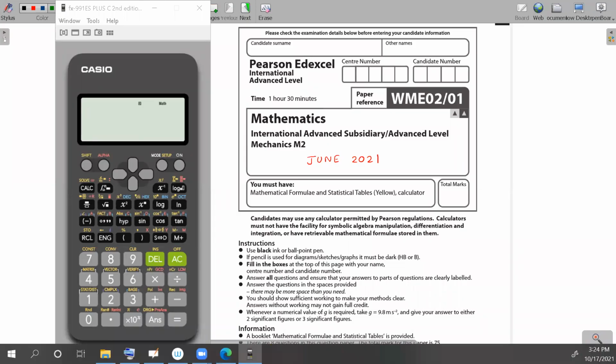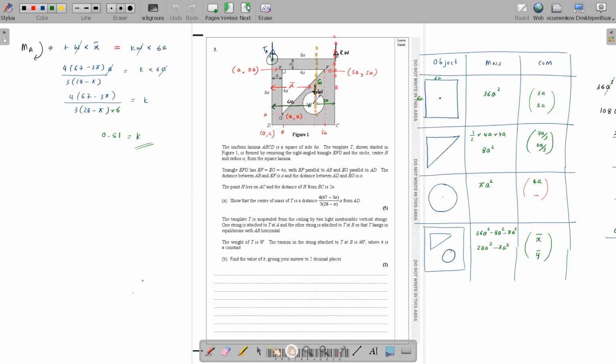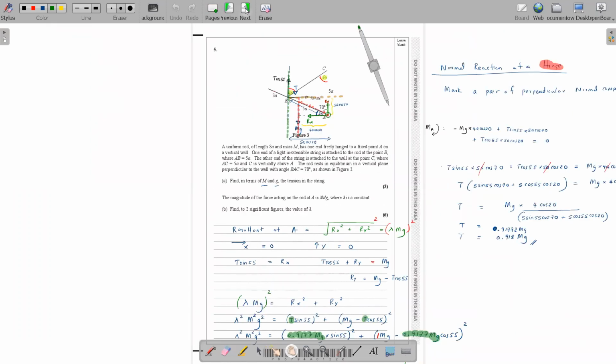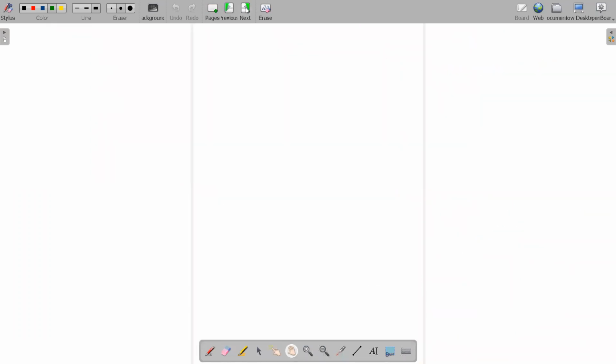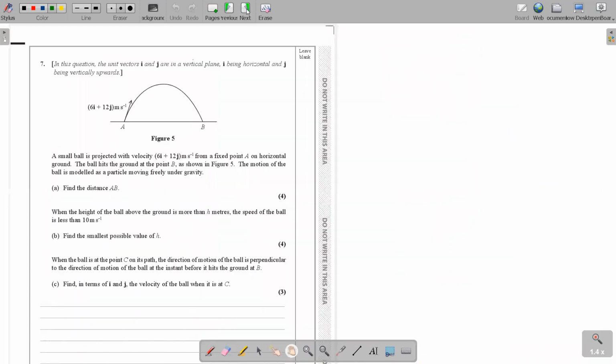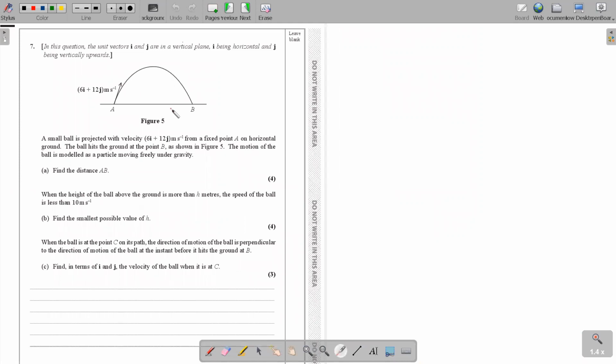Okay, so this is the continuation of the M2 June 2021 IAL paper. I will continue from question number... I think I have completed until question number 6. So we'll start with question number 7 today. Okay, so the last two questions are left to discuss.